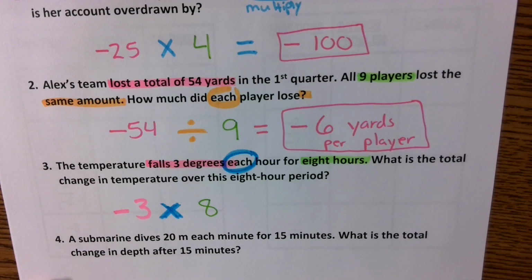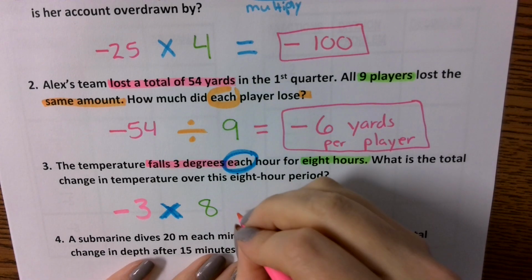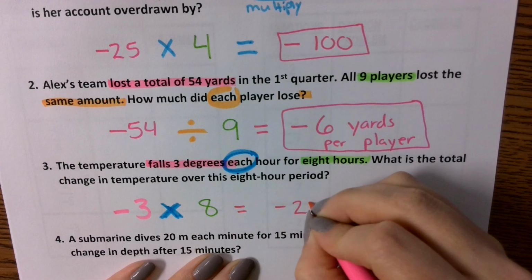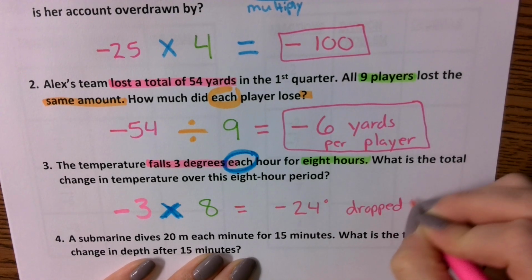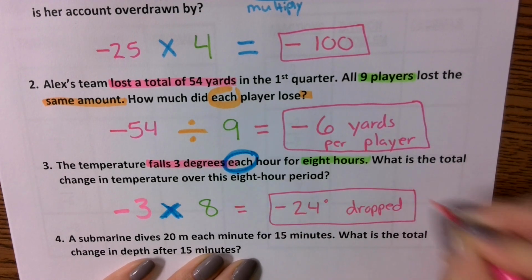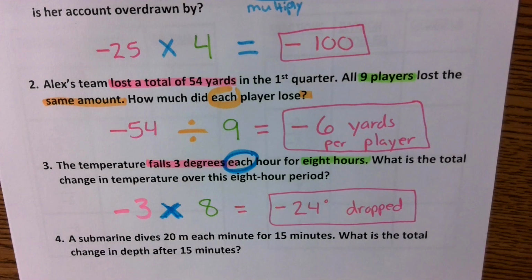Jordan? -24. Very good. -24 degrees dropped.